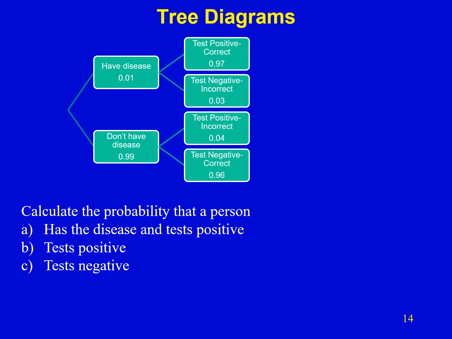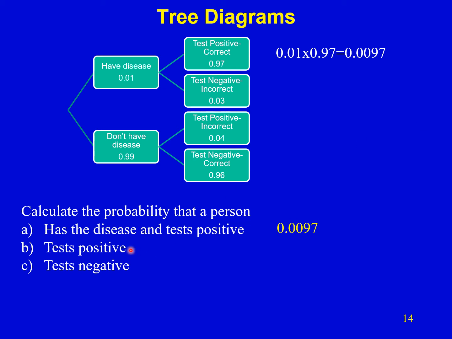Now we can use our tree diagram to calculate various probabilities. So first, let's imagine we are asked to calculate the probability that a person has the disease and tests positive. All we need to do is move along the branches to the corresponding places. So the question says, has the disease and tests positive? So we need to go, has the disease, test positive. We multiply these two values together. So the answer is 0.0097.